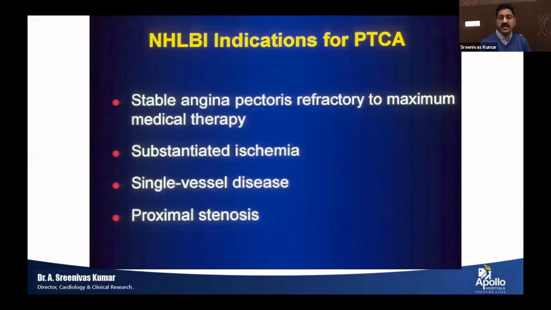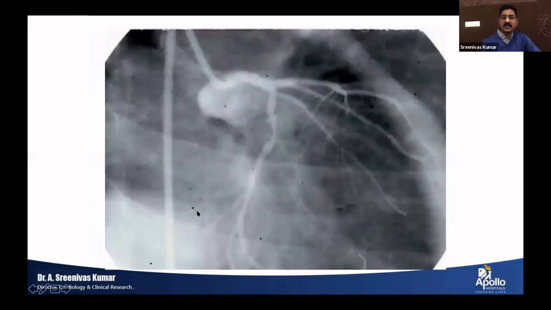The stents also decreased repeat revascularizations and decreased the incidence of restenosis, which is about 30-40% in POBA, to about 15-20% with bare metal stents. So initially, we used to do it in patients resistant to maximal medical therapy, with single vessel disease and proximal stenosis, because these lesions were very tough.